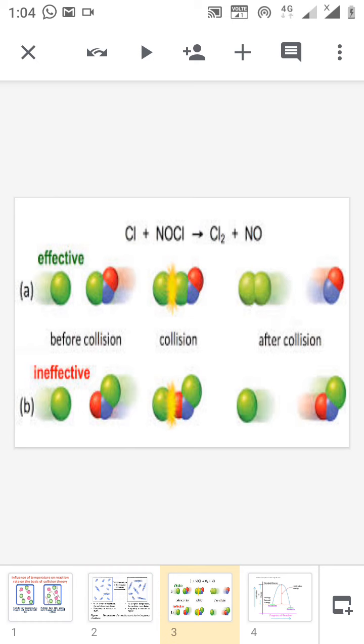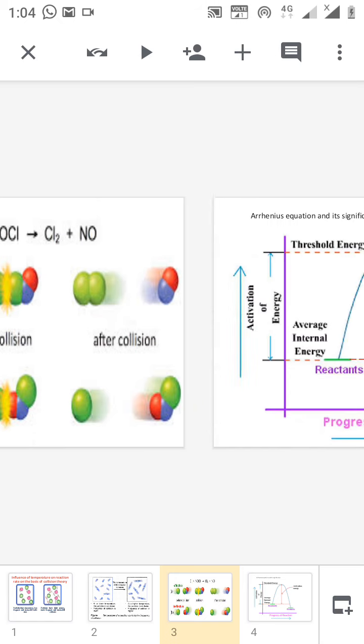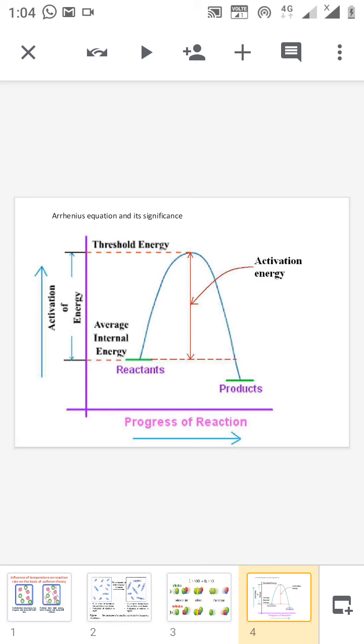Whereas in the case of B, the collision is not effective because the colliding molecules will not share their energy. That's why no reaction occurs. So the colliding molecules must have the proper orientation. And the next point is that every molecule must have the energy which is required for the reaction.